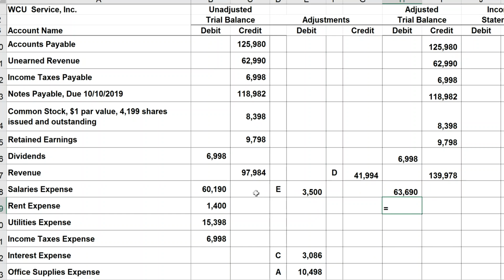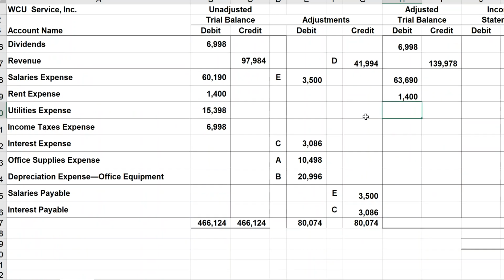Note that my rent expense, there's no adjustments made to that. Note that my utility expense, no adjustments made to that. My income tax expense, I have no adjustments made to that as well.